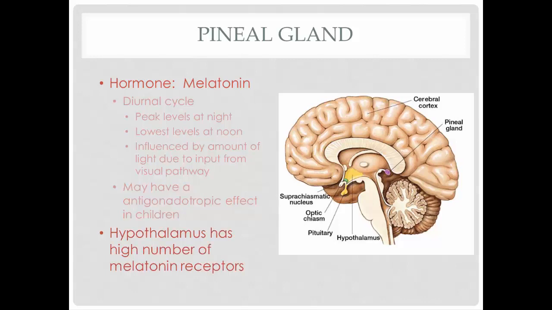The last thing is the hypothalamus has a high number of melatonin receptors. Remember, the hypothalamus is in charge of a biological clock, so the melatonin can bind those receptors and influence that clock so you can sleep. You actually can take melatonin as an herbal remedy if you have trouble sleeping at night. Instead of taking sleeping pills, this is a safer way to try to enhance sleep.